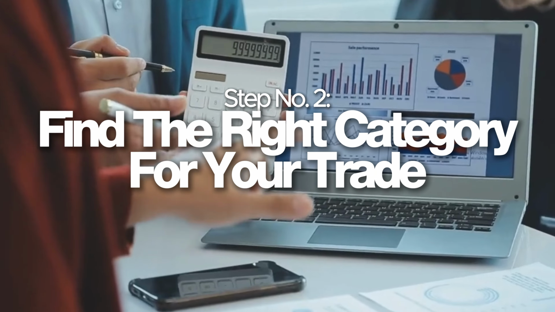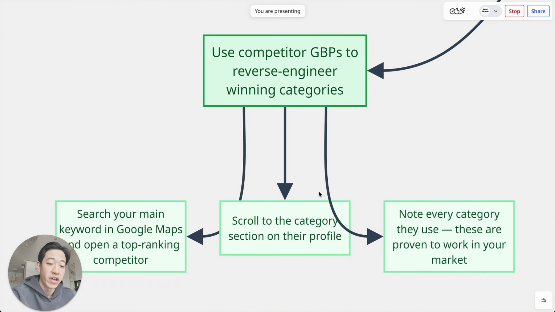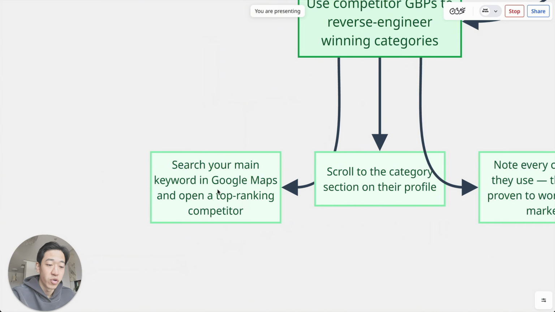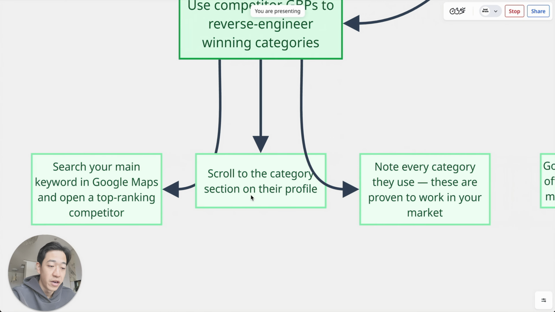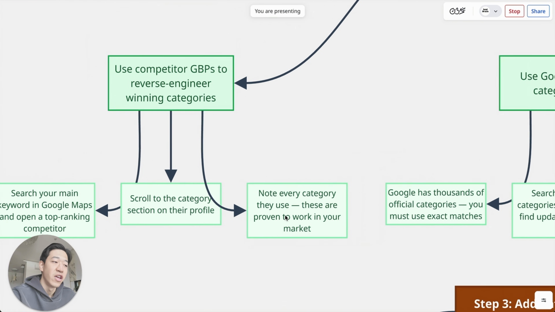Step 2 is finding the right category for your trade. Use your competitors' GBP to reverse engineer winning categories. Search your main keyword in Google Maps, open a top ranking competitor, scroll down to the category section on their profile, and note every single category that they use. These are proven to work in your market and you can catch up to them.